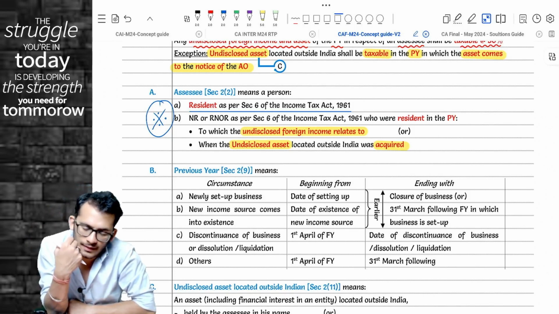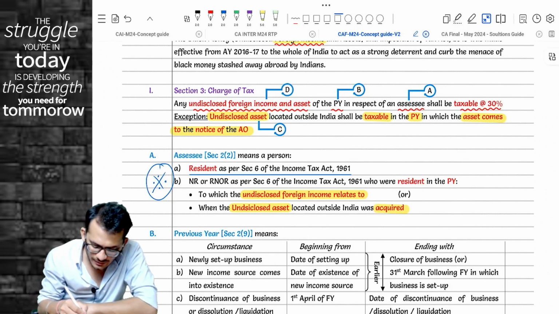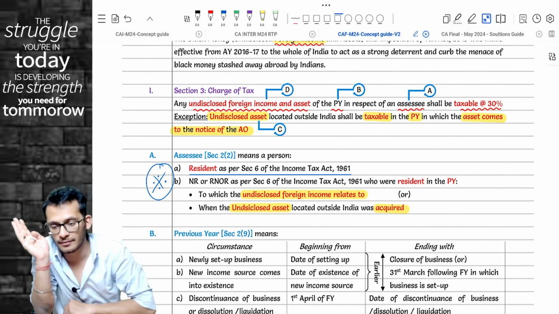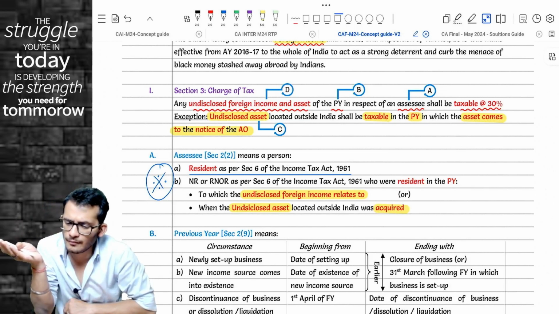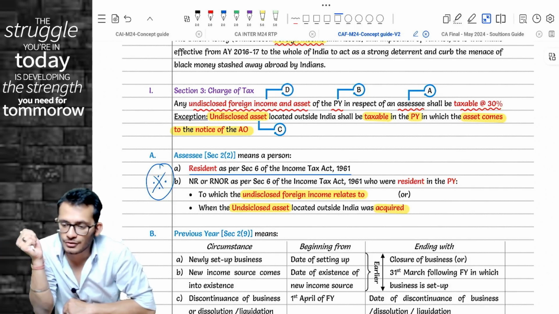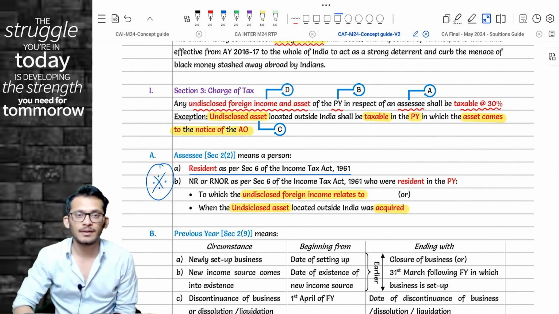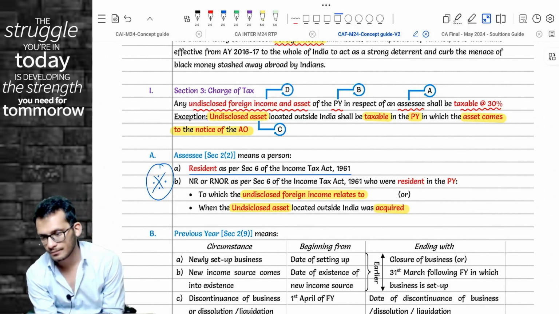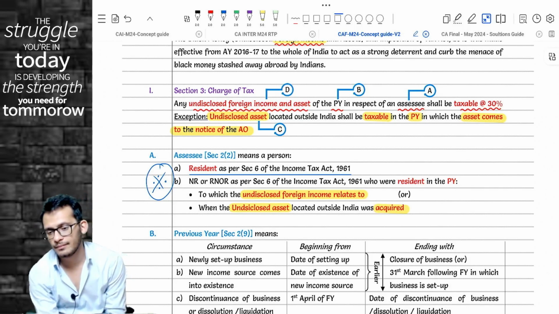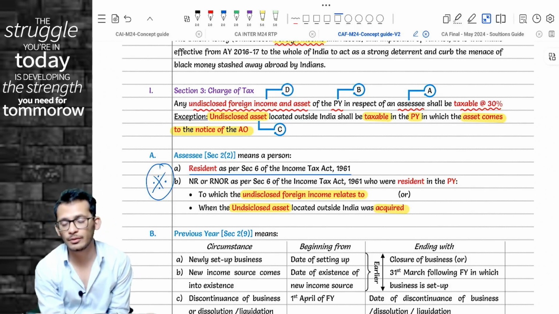Clear? Yes, this is the definition of assessee. The second definition is previous year. I'm not going to tell you what a previous year is. Previous year is the same as in the Income Tax Act, meaning April to March. But imagine the business has started in the current year only. The starting date will be the date of setup, and the ending date will be 31st March.